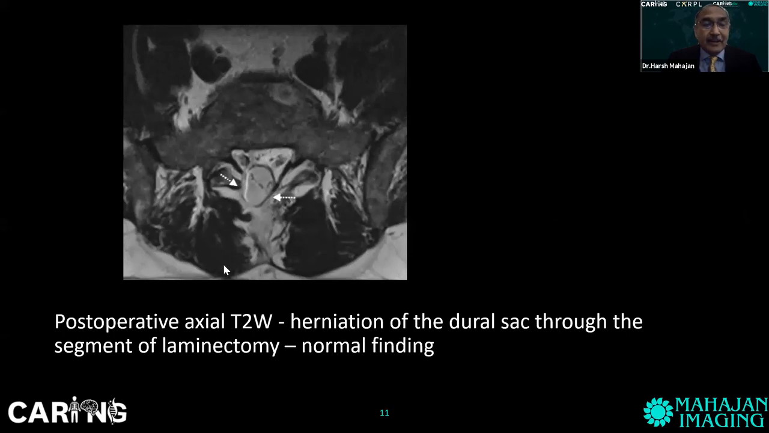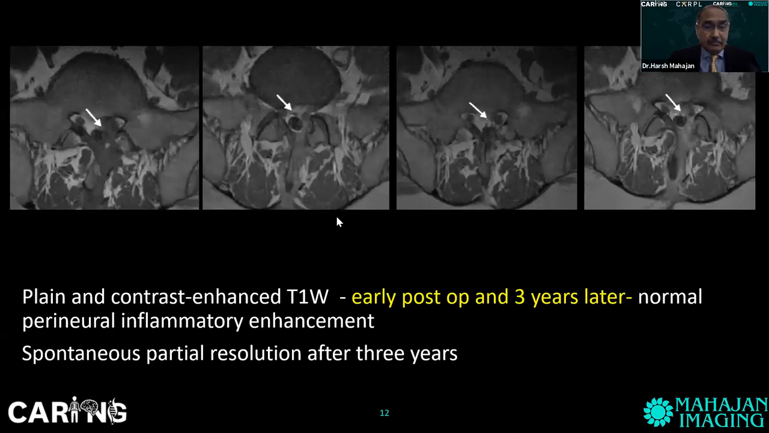This is post-operative T2 showing herniation of the dural sac through the segment of laminectomy. Again, this is a normal finding and not a problem. Plain and contrast enhanced T1 weighted images where you can see early post-op and 3 years later. This is early post-op, the signal abnormality in the epidural fat plane and showing enhancement here. And the same case was asymptomatic, and you see that this has nearly disappeared. So you may have early normal post-op enhancement.